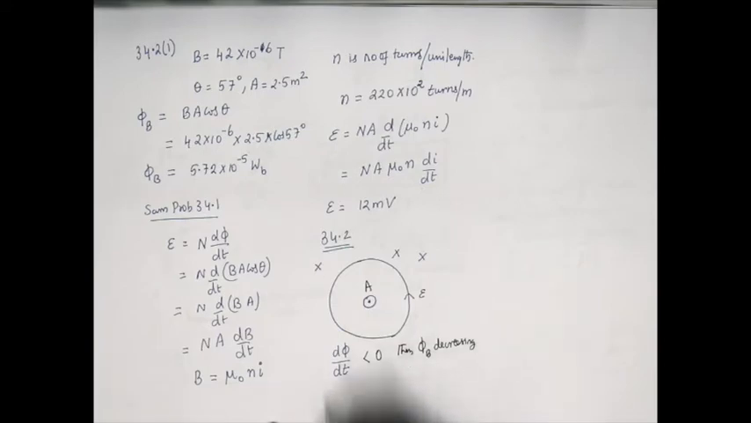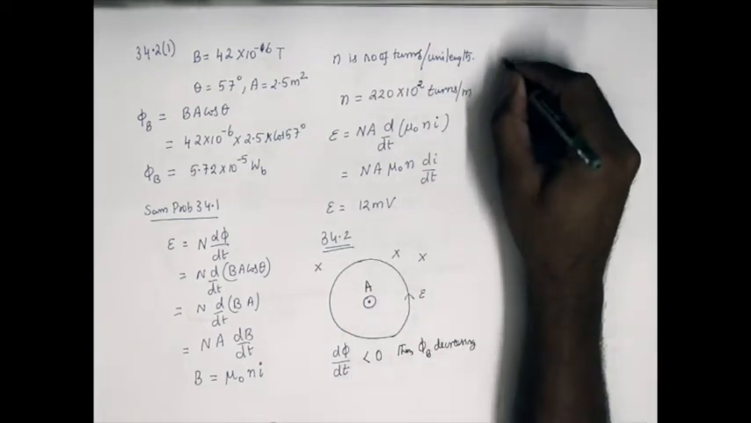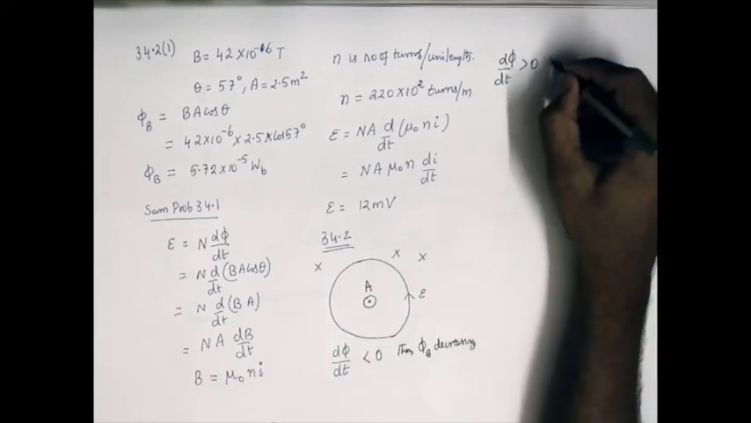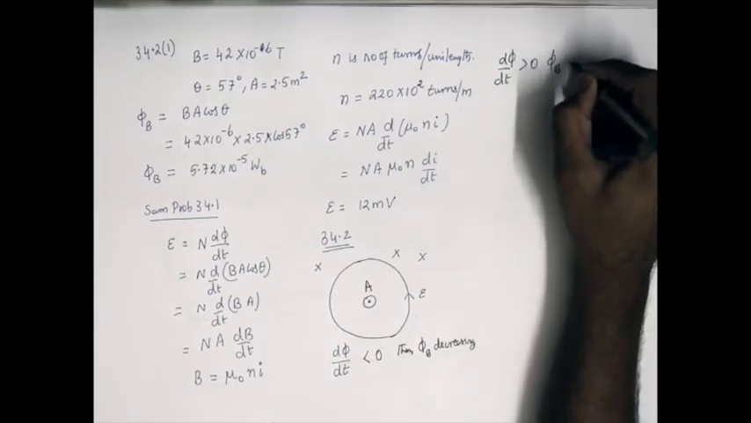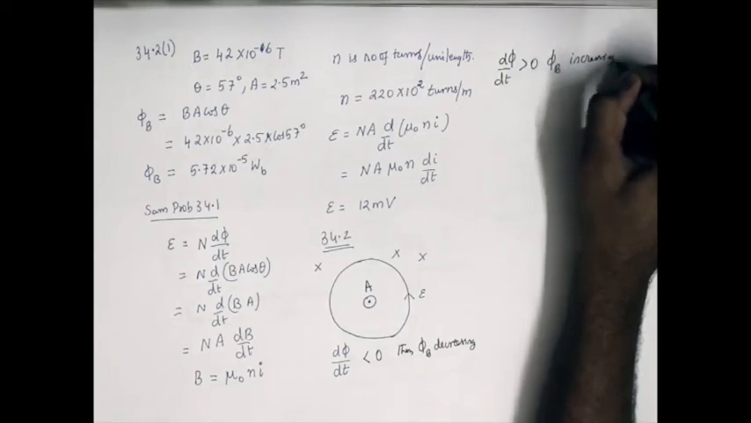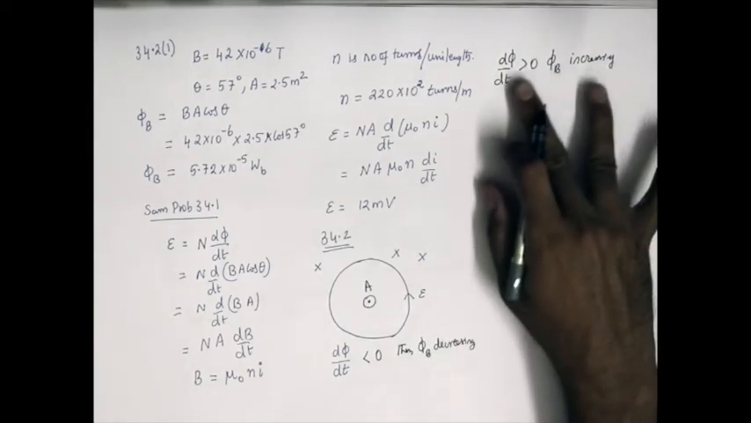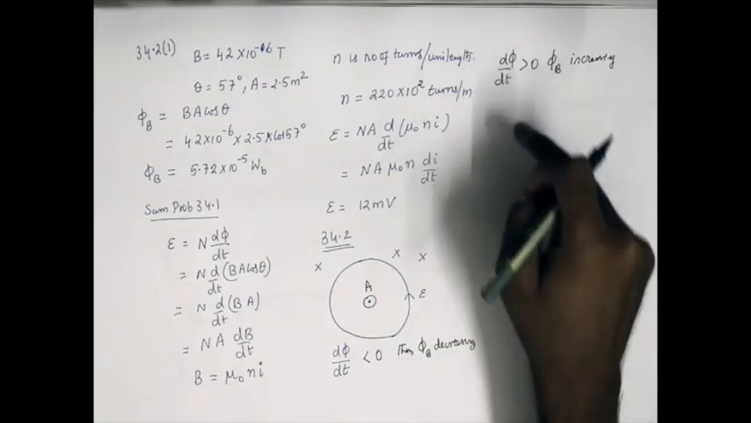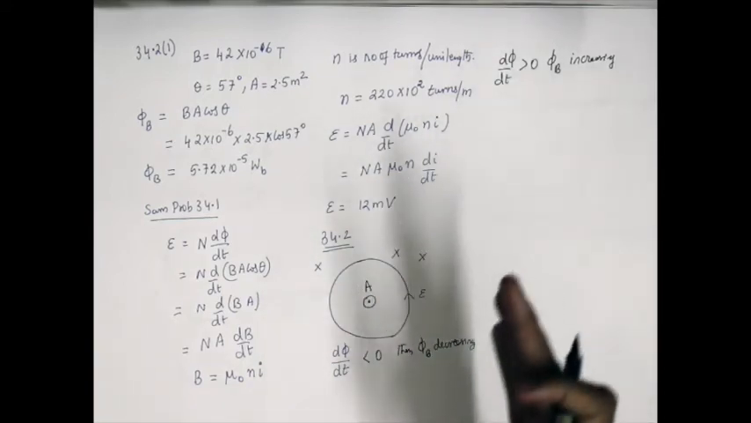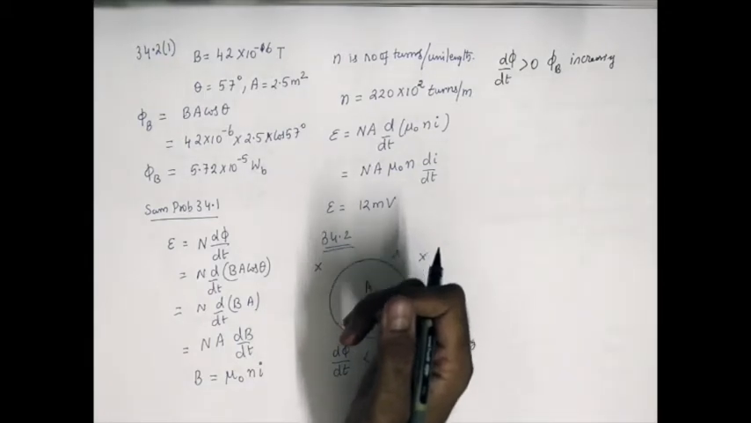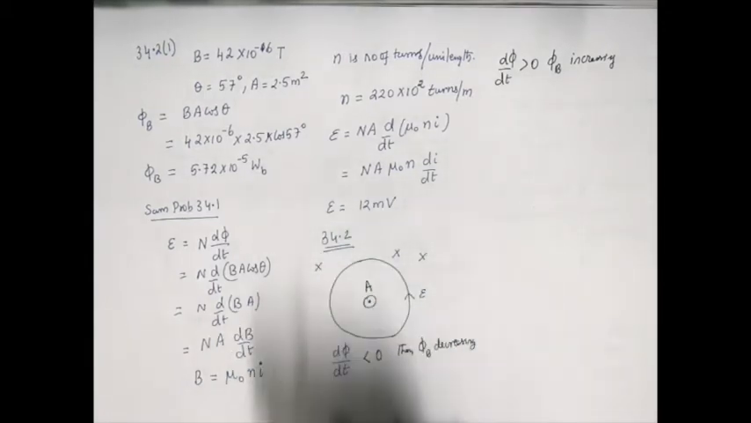There could be another possibility where d phi by dt is greater than 0. In such an event, the flux is an increasing function of time. If it is an increasing function of time, then the minus sign from Lenz's law will make the induced EMF negative. So therefore the assumed direction of your EMF is wrong and you will have to reverse it.